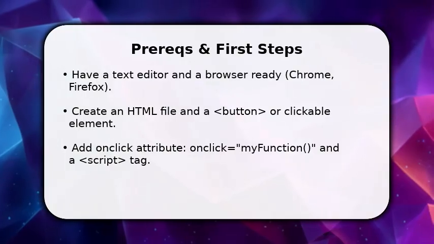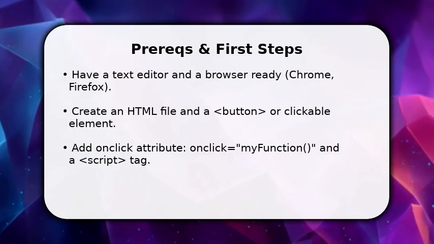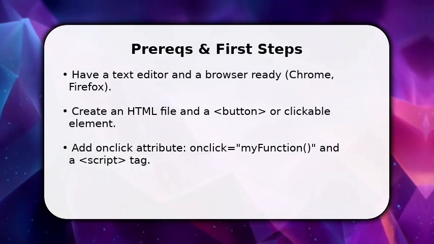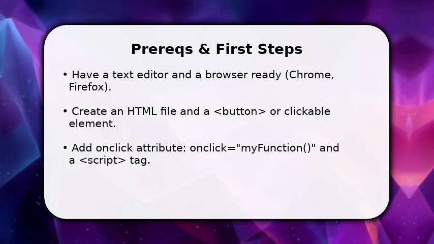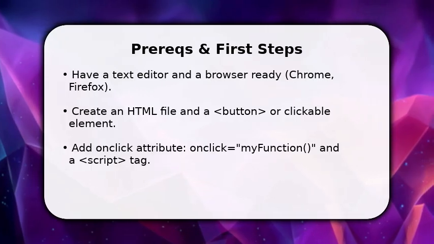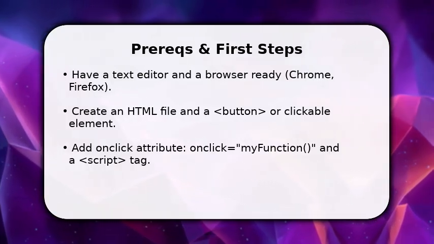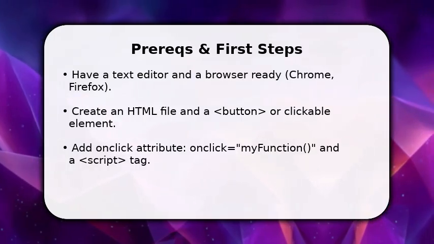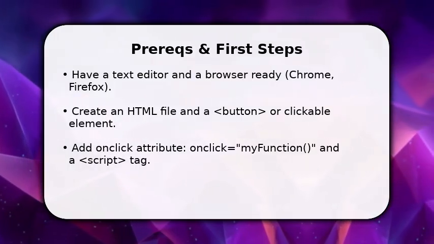You start by preparing minimal prerequisites, a text editor and a browser. Open your HTML file and insert a clickable element, such as a button. Next, add an onclick attribute pointing to a function name, for example onclick equals myFunction. Once done, create the corresponding JavaScript function inside a script tag or external JS file.